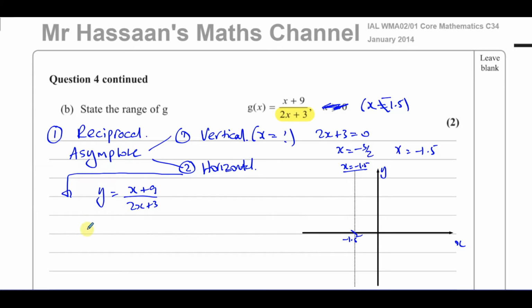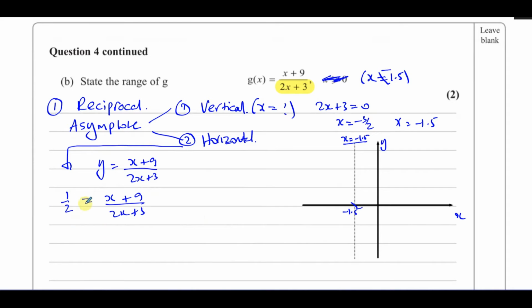So if I, for example, put y equals a half, and I have this x plus 9 over 2x plus 3. If I try to solve this, you can think about cross multiplication. This is going to become 2x plus 3 equals 2x plus 18. Now what happens when you try to solve this? You bring the x's together, you're going to get 0 equals 18 minus 3, which is 15. Now 0 equals 15 is called a contradiction. There's no solution to it.